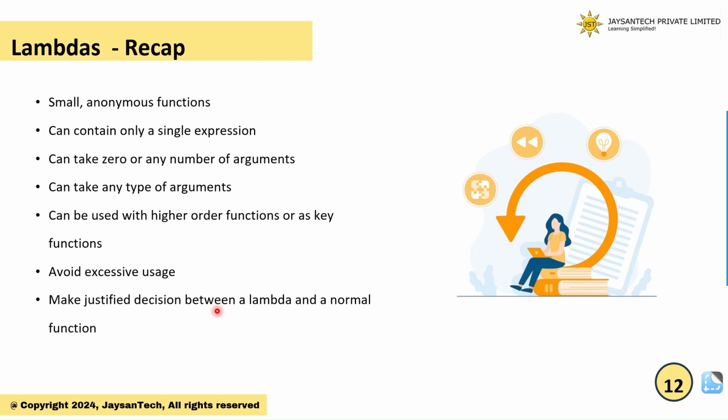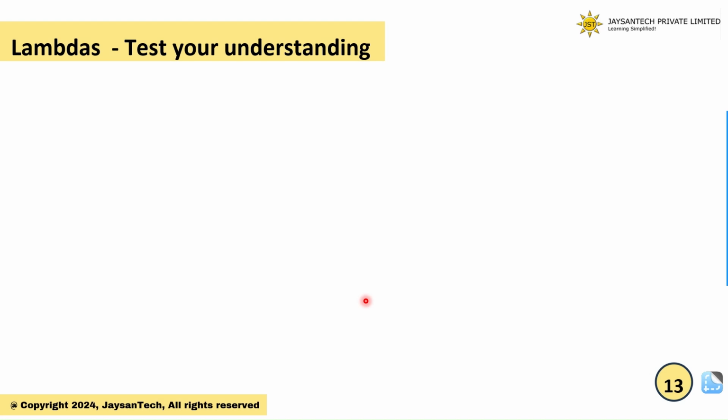And always, if you're thinking, okay, I'll go ahead with lambda, just make sure your decision is justified. Make sure none of the basic characteristics of lambda are violated. If any is violated, just go ahead with a normal function. All right, so this is all about lambdas. Now we will look at some practice questions and see how much we have understood lambdas thus far.